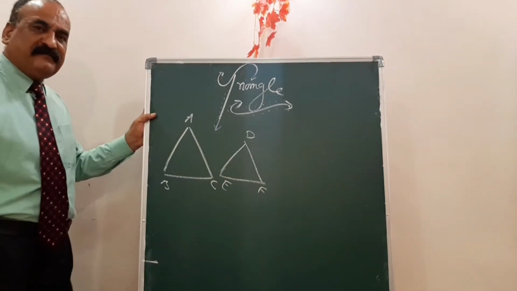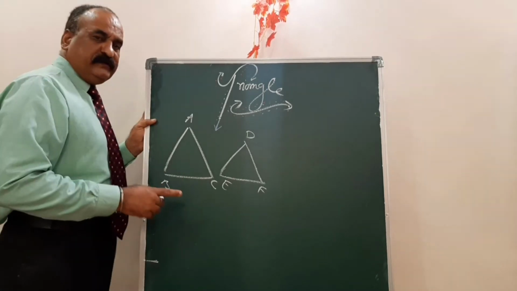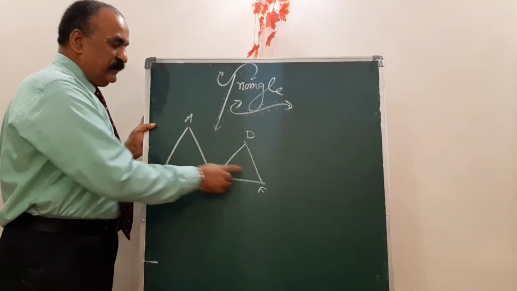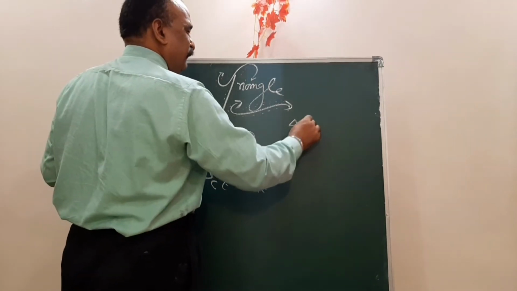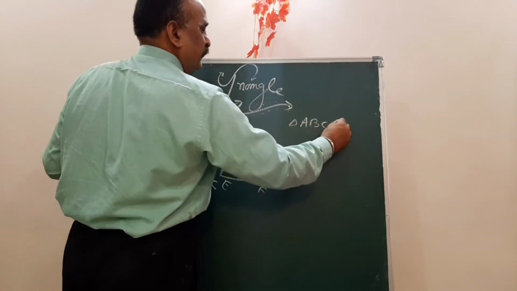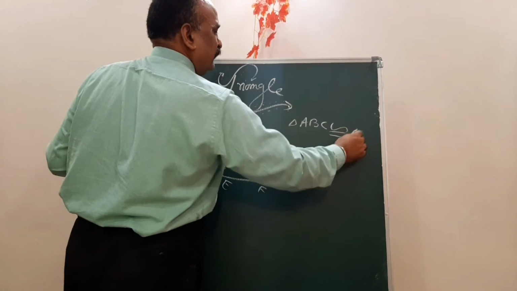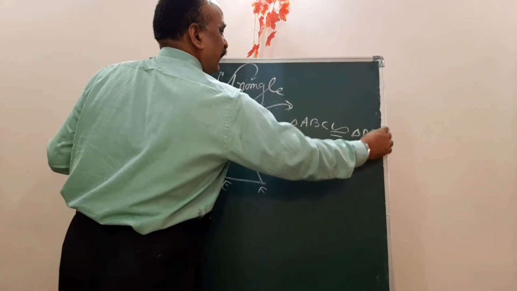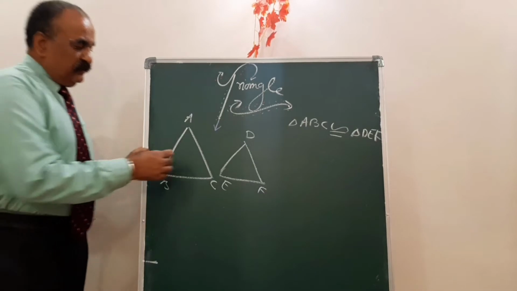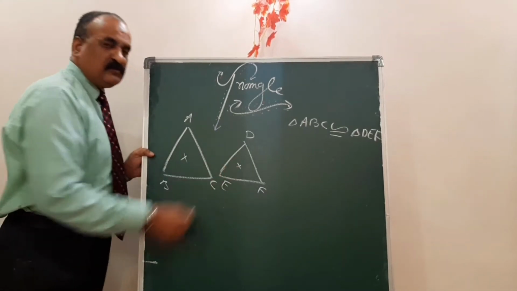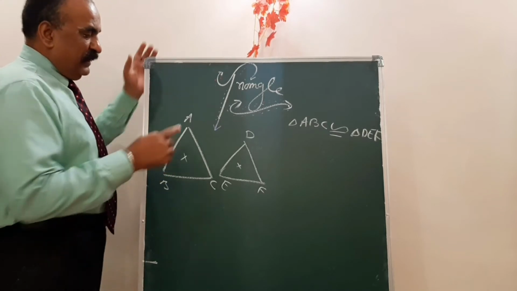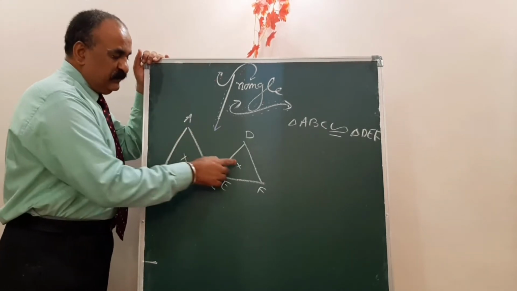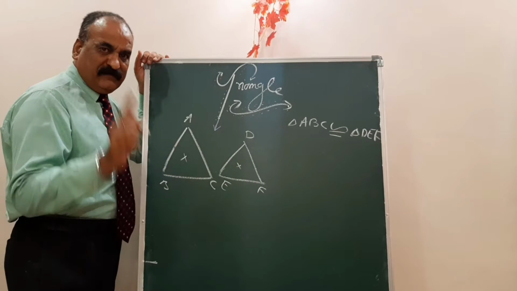These two triangles are similar, and what you have to show is that these two triangles are congruent. It means triangle ABC is congruent to triangle DEF. That is what you have to show. According to the question, these two triangles are similar. This is given to you.